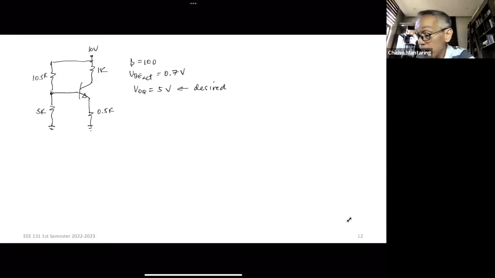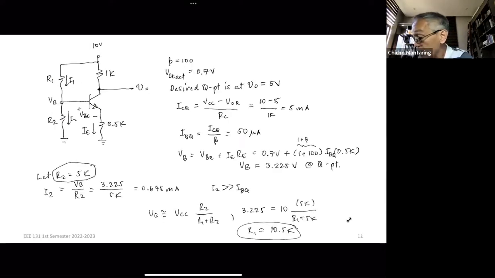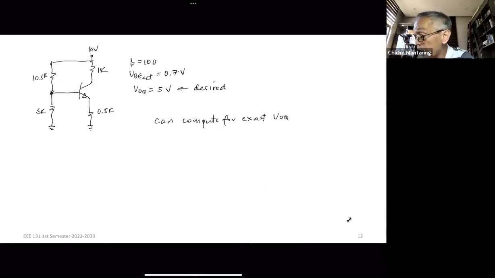Okay. Now, you can compute for the exact VOQ. Because remember that in determining these resistances, we made this assumption, and therefore we neglected IBQ. But we can actually compute for the exact VOQ. No? How do you do that?